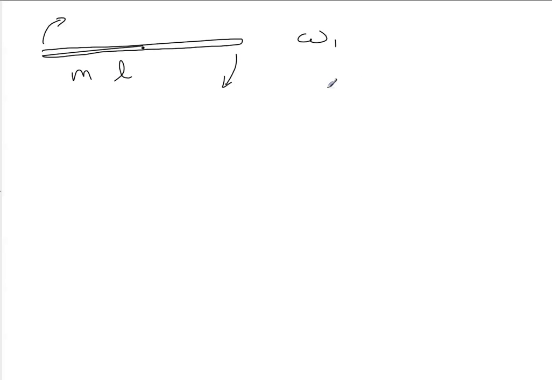Now in this problem, we have this rod that's spinning around its center. Let's say that it's spinning this way, and it has some angular velocity that I'm going to call omega 1. They also tell you the mass of the rod and the length of the rod. And then it's going to change shape.